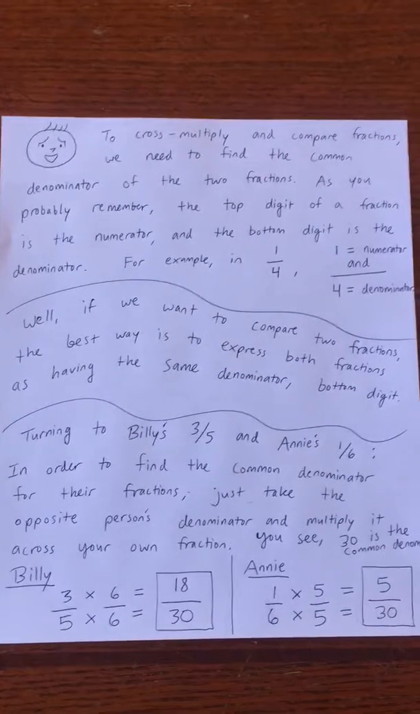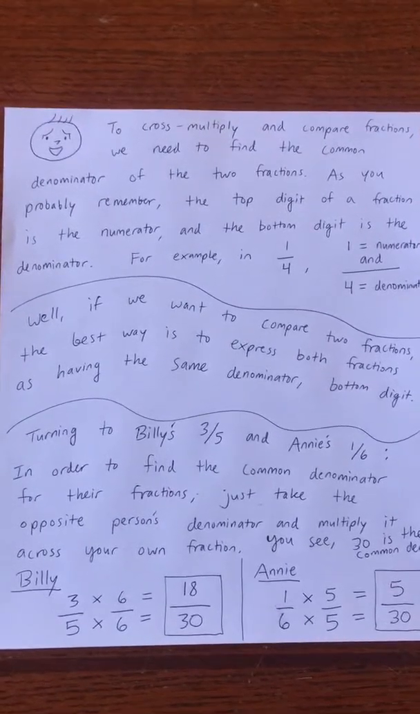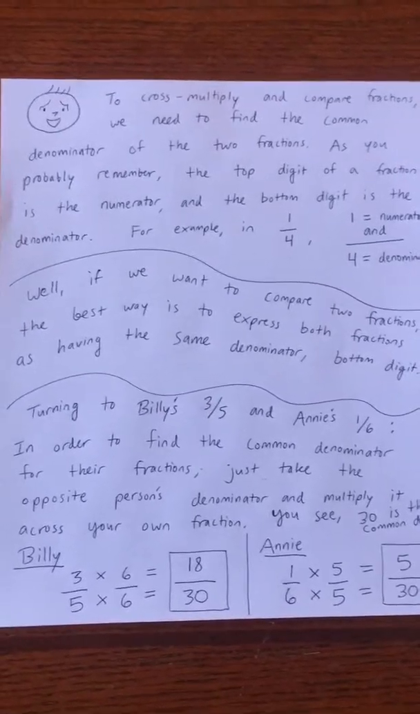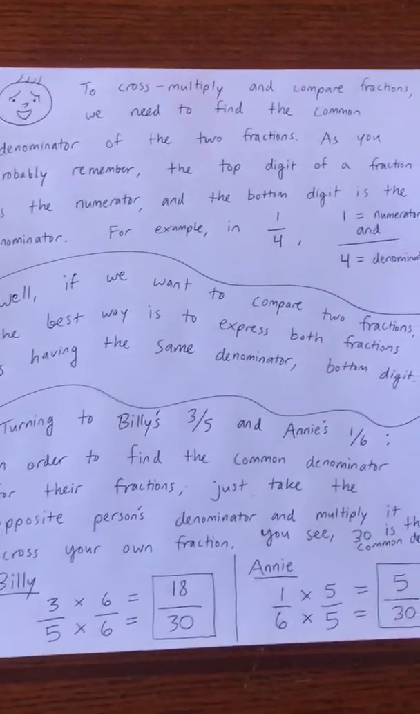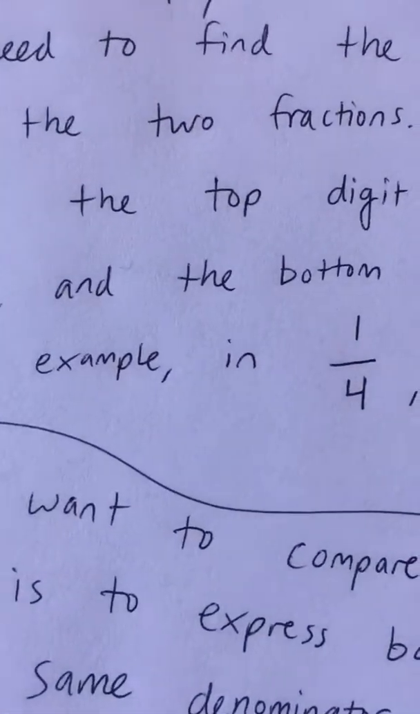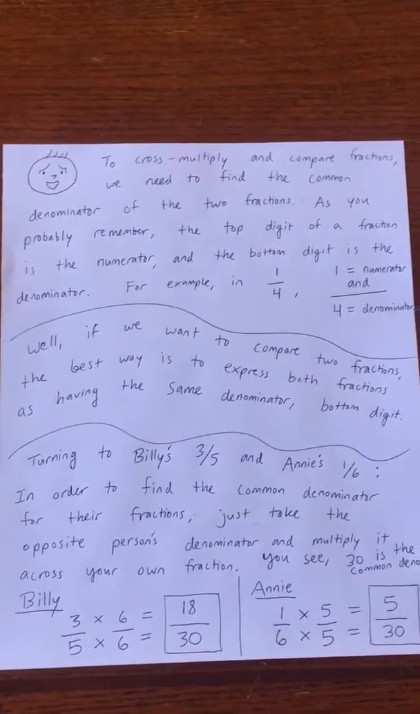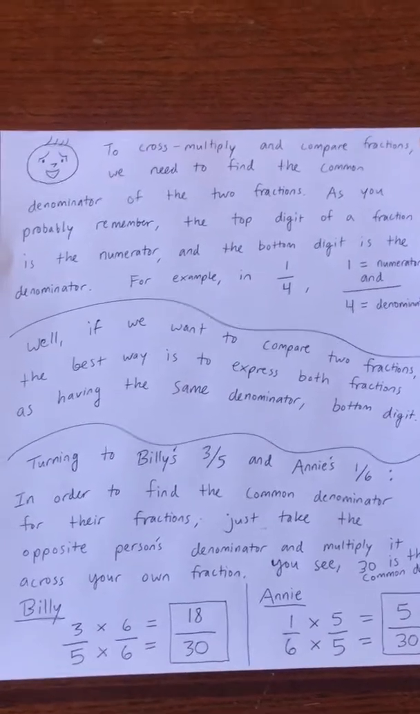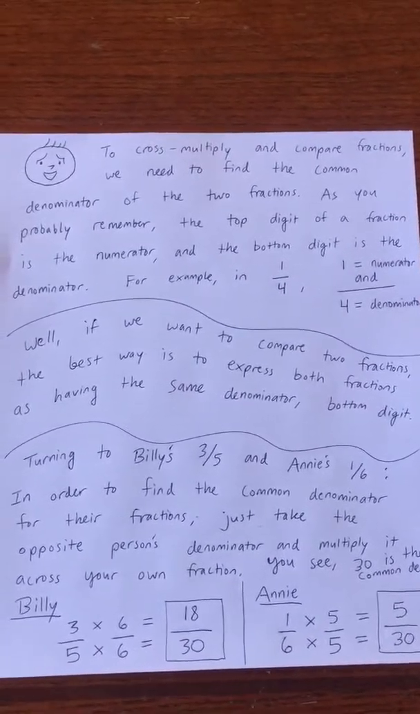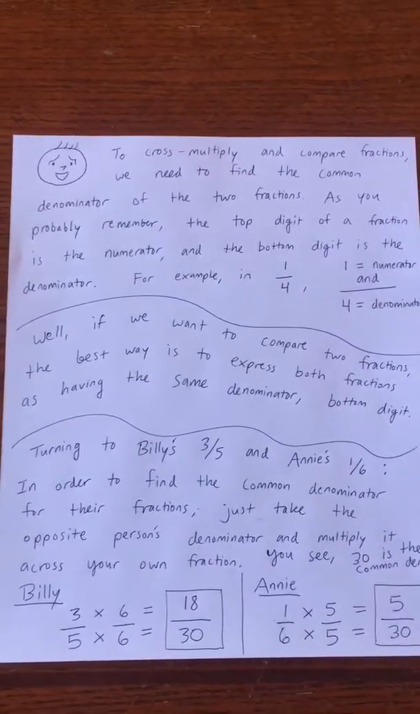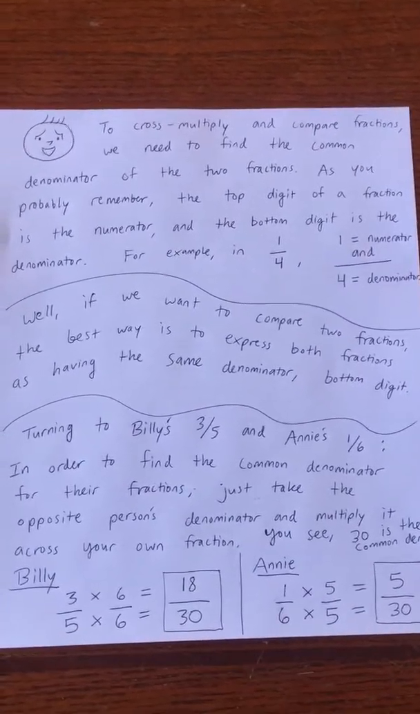To cross multiply and compare fractions, we need to find the common denominator of the two fractions. As you probably remember, the top digit of a fraction is the numerator and the bottom is the denominator. For example, in 1/4, 1 equals the numerator and 4 equals the denominator. Well, if we want to compare two fractions, the best way is to express both fractions as having the same denominator, bottom digit. That's the common ground on which we can compare who has the greater fraction.